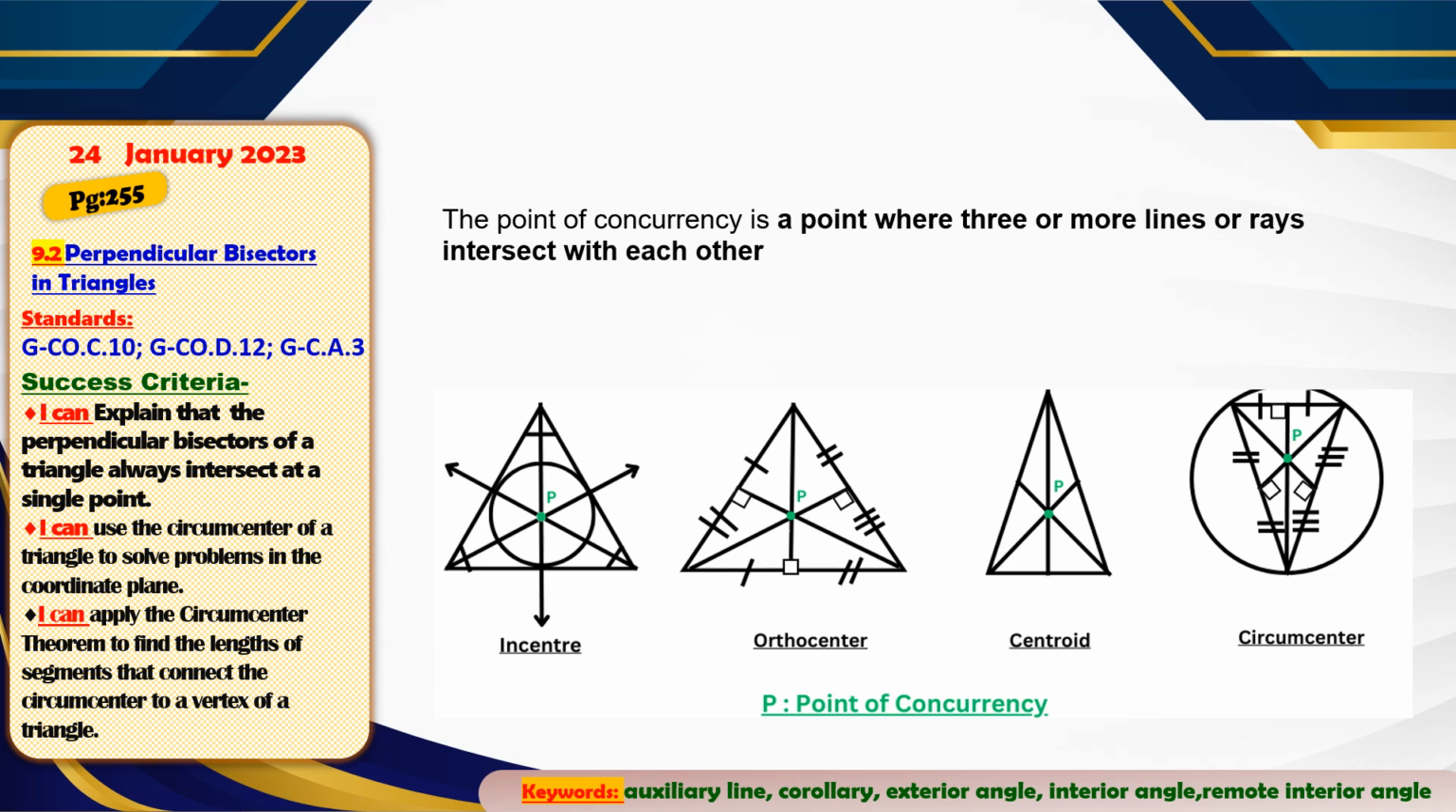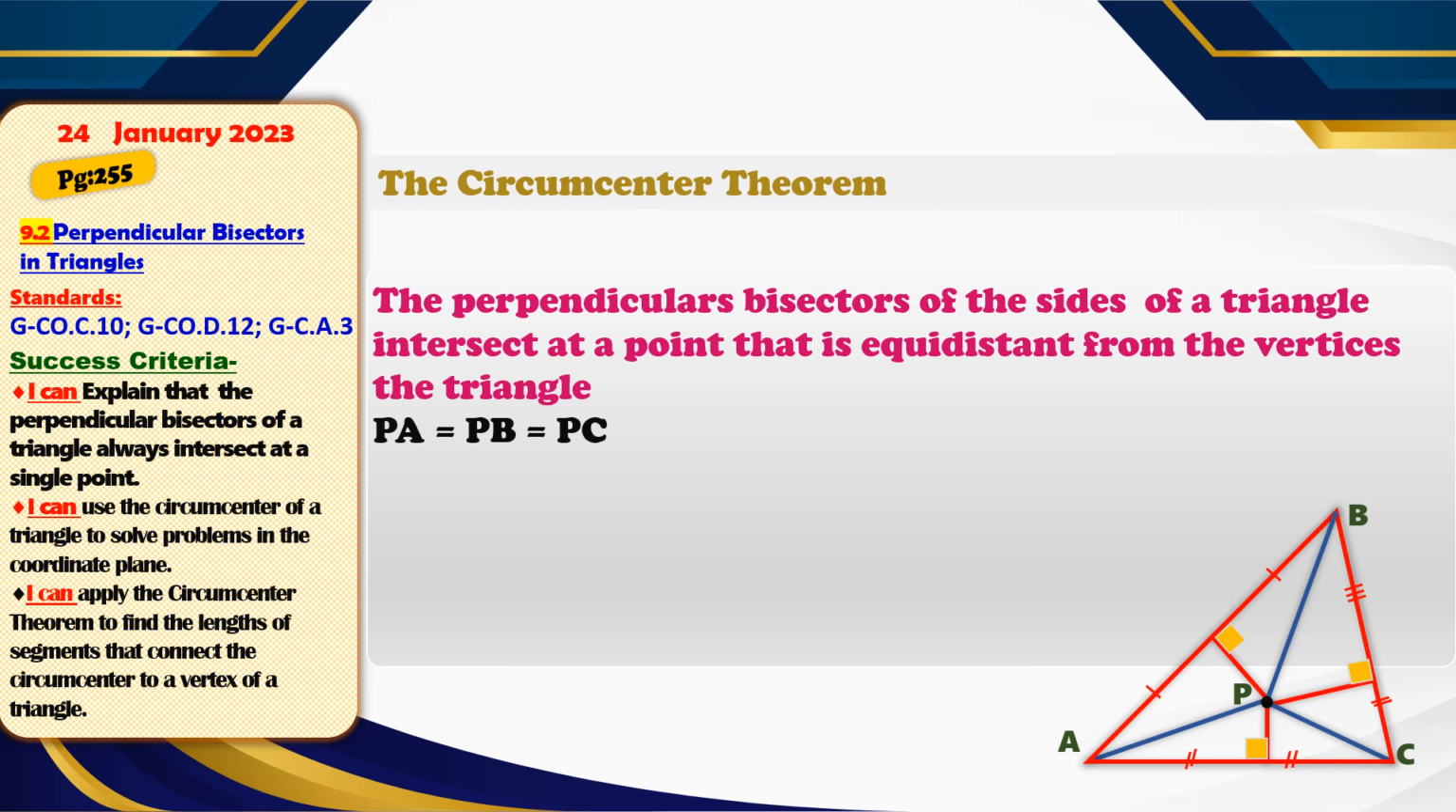There are points of concurrency, four points of concurrency. The four points of concurrency are known as the incenter, orthocenter, centroid, and circumcenter. So today in this lesson we will focus on the circumcenter of the triangle.